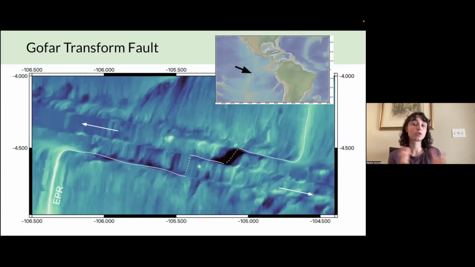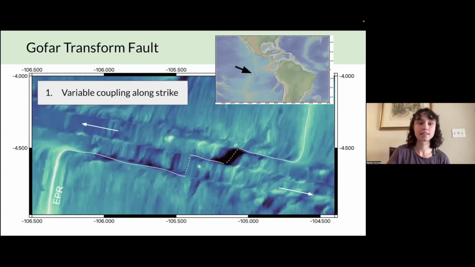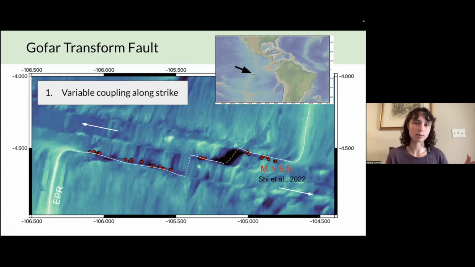So we chose to focus on the Gofar specifically for a couple of reasons. The first is that it has really clear variability in seismic properties along strike. These are the locations of large earthquakes, magnitude greater than 5.5, on the Gofar over the last couple of decades. And for reference, the largest earthquake that's ever been recorded on the Gofar is a 6.3.